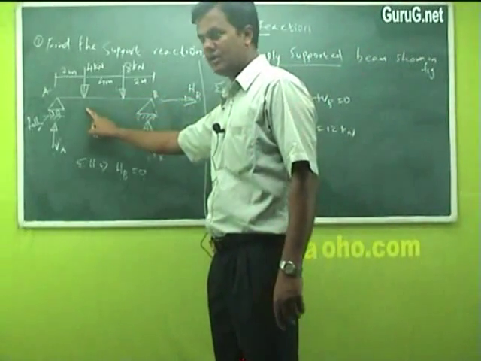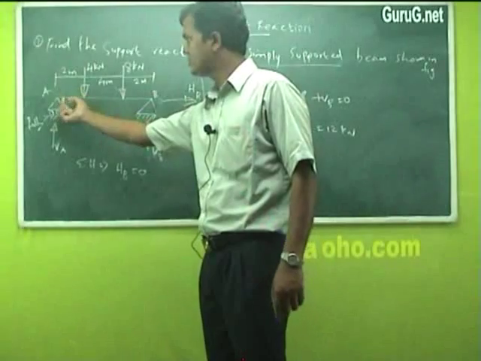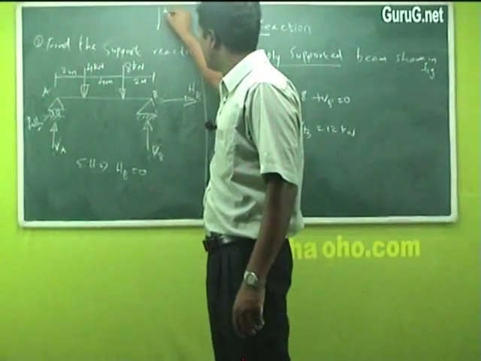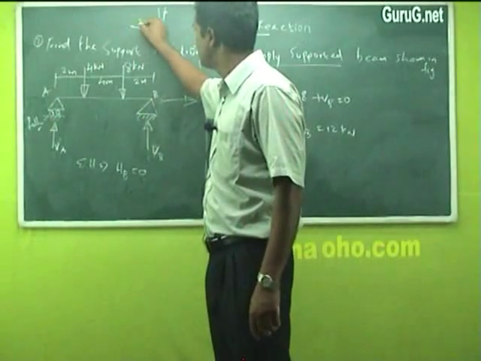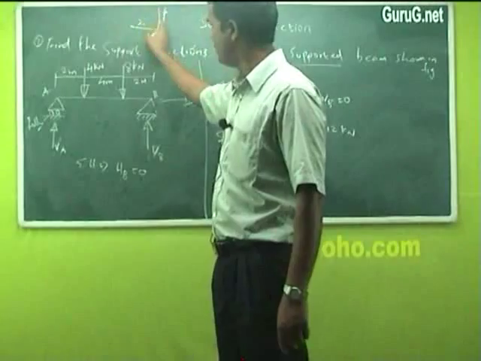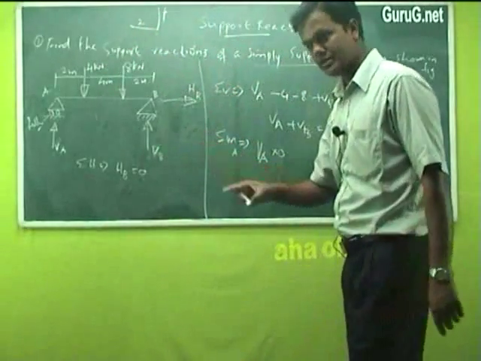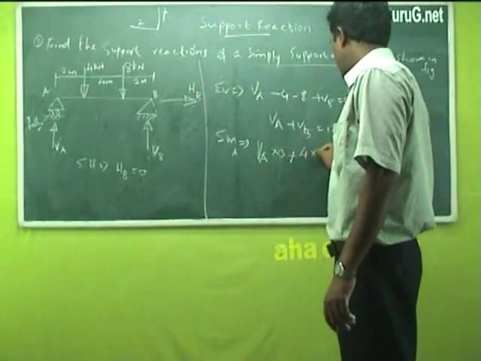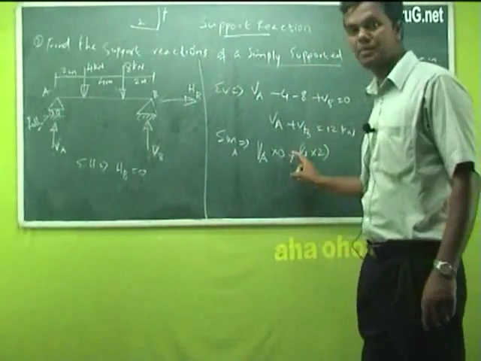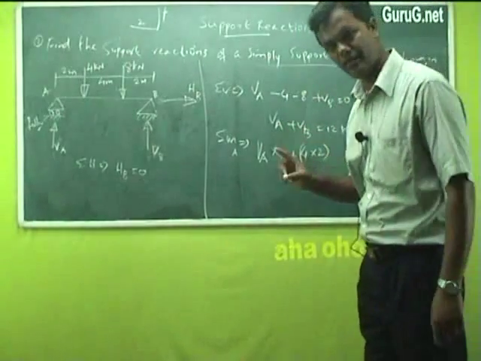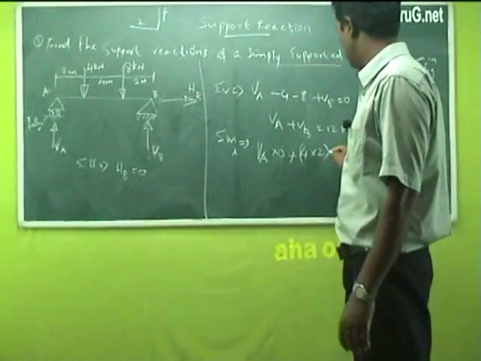Then, what is next? 4 kilonewton, 4 into this 2 meter distance. The force applied is like this, 4 here, and the distance is 2 meters. Force moment means force into perpendicular distance. 4 into 2. It is acting clockwise, right? So it's positive, plus 4 into 2. Why am I writing plus here? Clockwise moment is taken as positive, anti-clockwise is taken as negative. That we already studied. So 4 into 2.